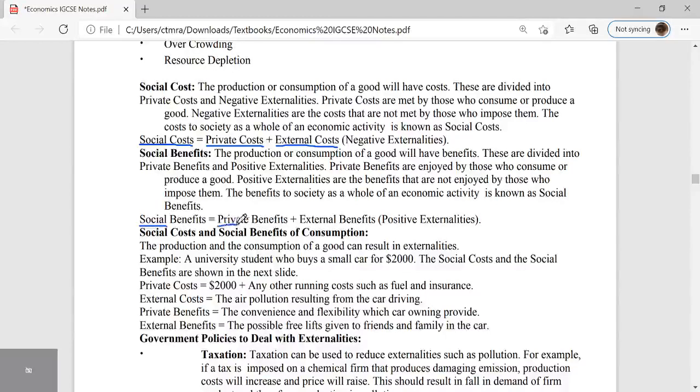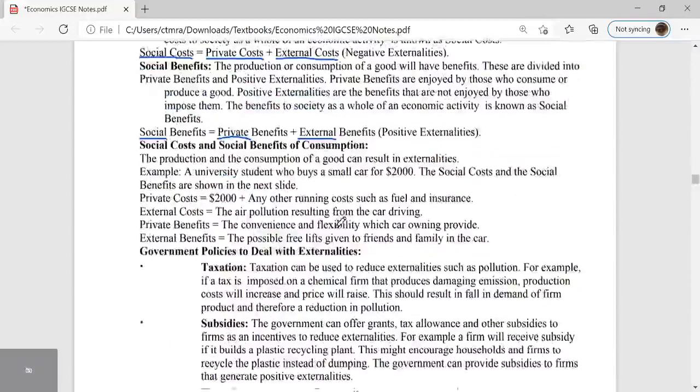And the same here: social benefit is the total benefit enjoyed by the society. Private benefit is the one you were supposed to enjoy, as the producer or consumer. And external benefit is the other benefits to the people who are not producing or consuming. If you add them up, you'll get the total benefit enjoyed by the society.